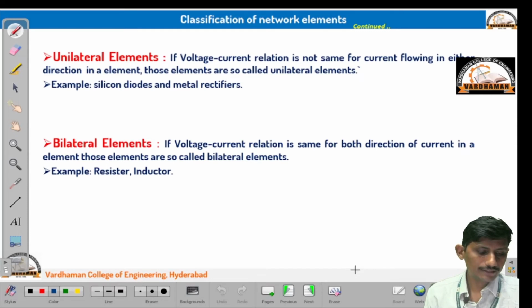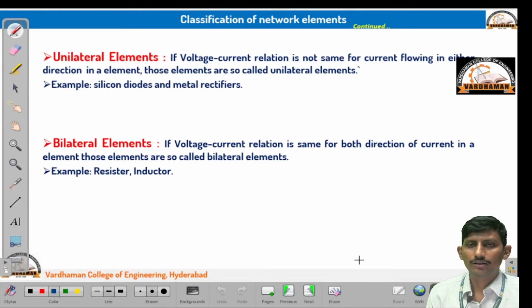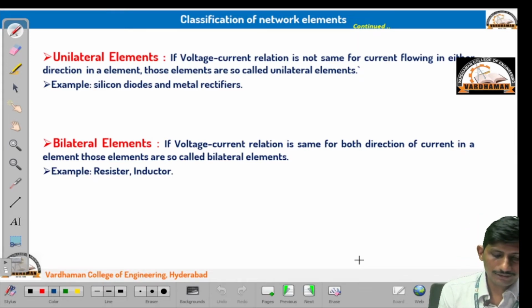The next type of classification is unilateral elements and bilateral elements. If the voltage current relation, or the excitation and response relation, in any element is the same in both directions of that element, then that is called a bilateral element. And if the relation is different depending on the way we are connecting the element, then that is called a unilateral element. That means the current flowing in a unilateral element in one direction is different from the current flowing in the opposite direction. The example for such unilateral elements is diodes.